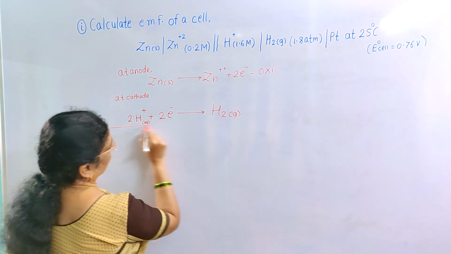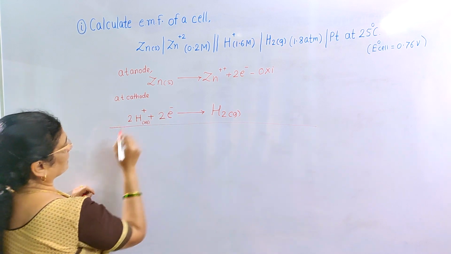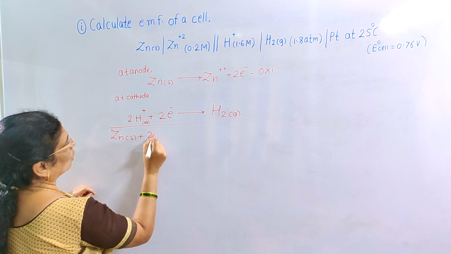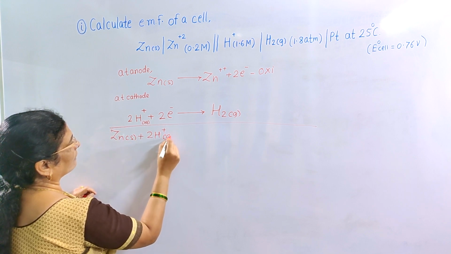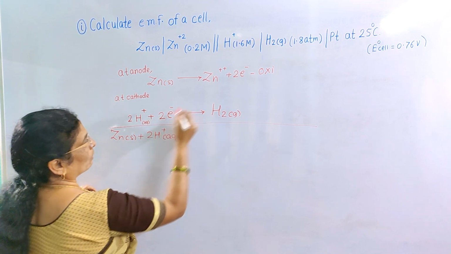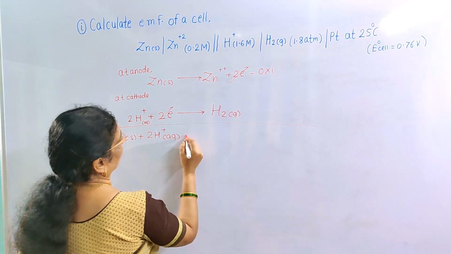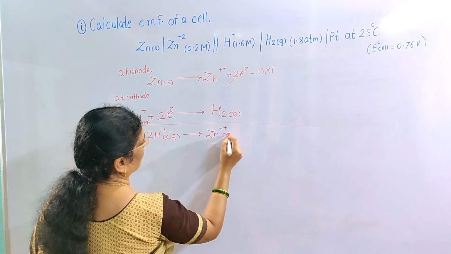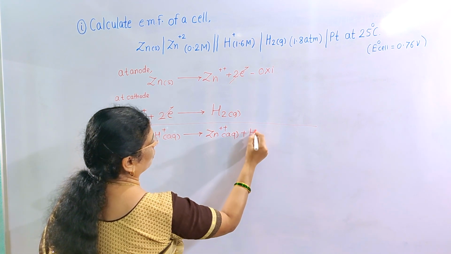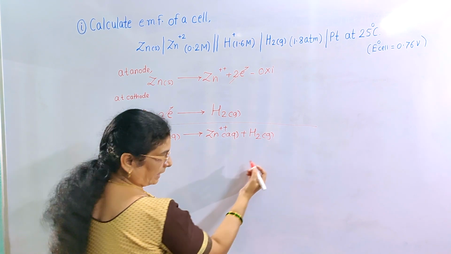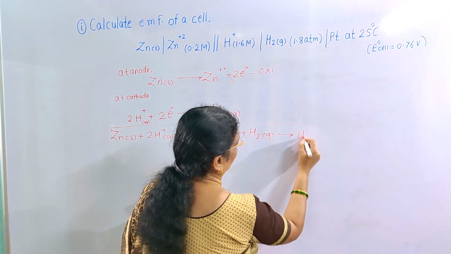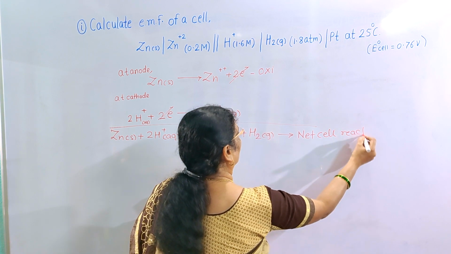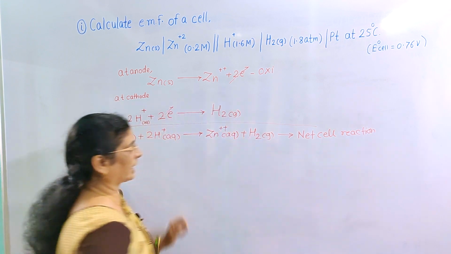So what will be the net cell reaction? The net cell reaction will be Zn solid plus 2H plus aqueous. These 2 electrons will be cancelled, and here Zn plus 2 aqueous plus H2 gas. This is the net cell reaction which takes place in the cell. Now we know this net cell reaction.